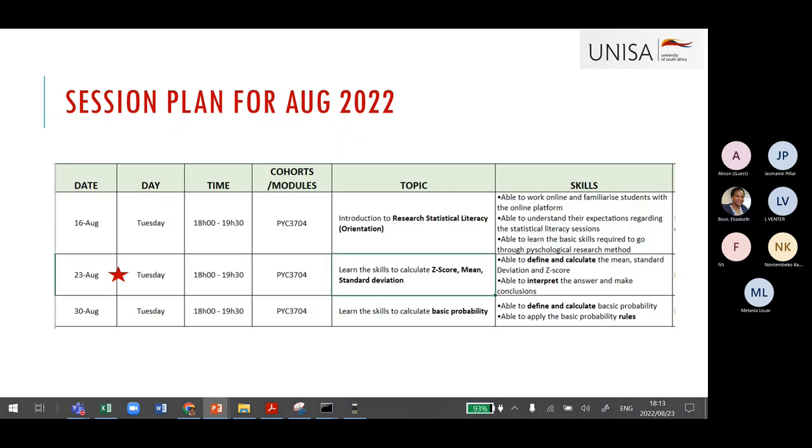notes. Then next week, we're going to learn about the basic probabilities. It's very important to learn all this because most of the things that we're going to be doing in your module, you're going to use probabilities. So if you know the concepts of probabilities, you will be able to sail through your module as well.